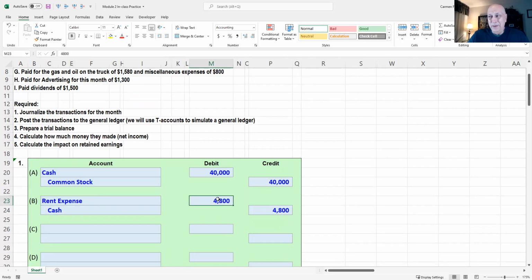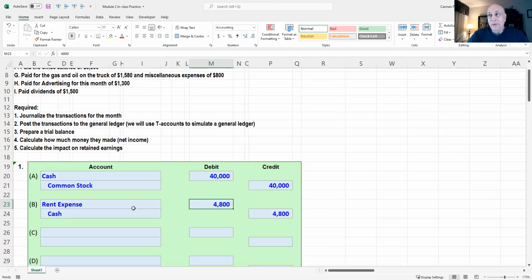Expenses are always debited. Why? Because expenses always decrease equity. Equity is on the right side of the equation. So expenses are decreasing equity, so they have to be put on the left side of the T account or in the journal. So it'll be debited, and the cash again is going down. So let's look at part C.